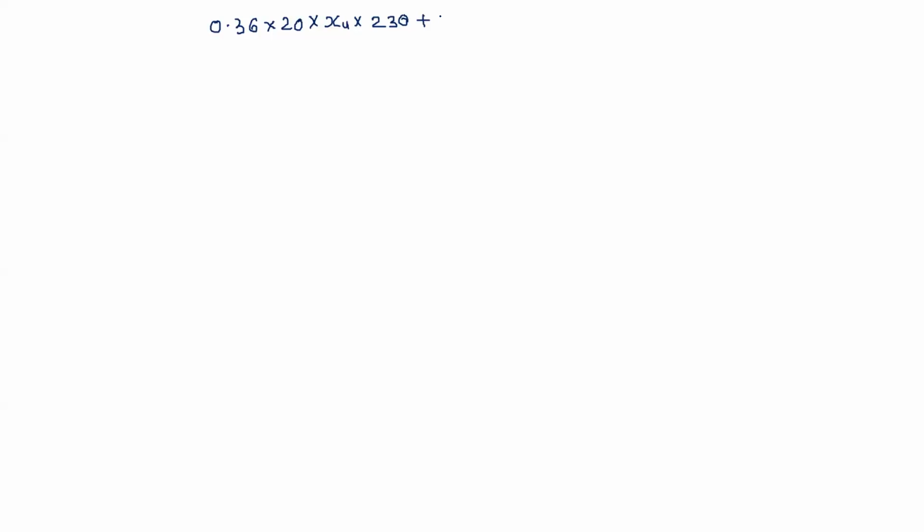Plus fsc, which we have assumed as 347, Asc is 402.12, which is equal to 0.87 into fy into Ast, which we have as 1256.64. And from this, we will get the value of xu, which is equal to 189.72 millimeters.